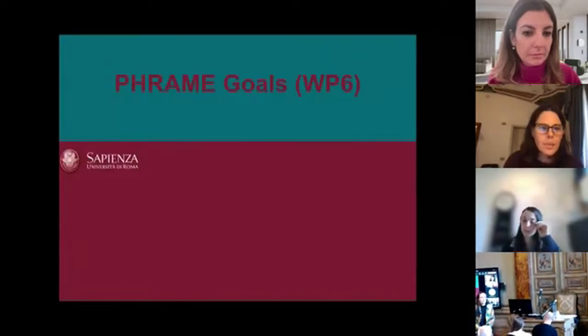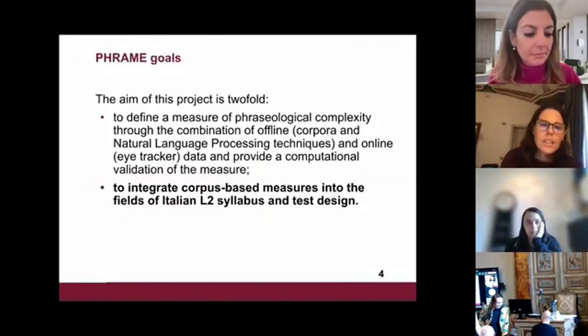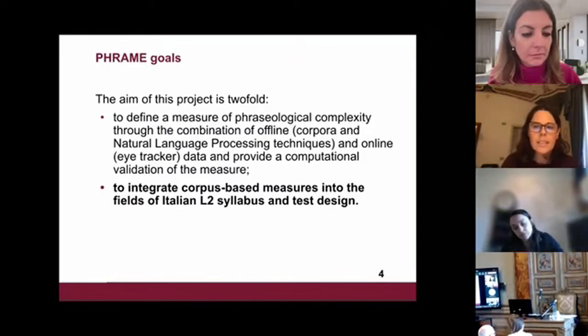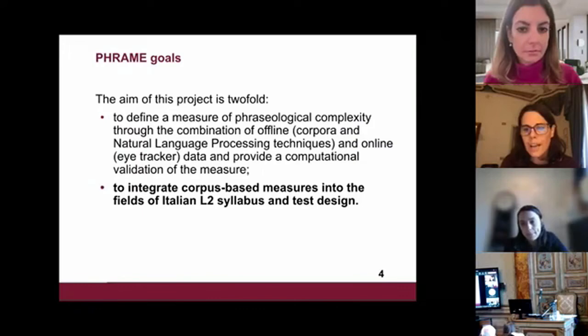So let's start with the aims. The definition of a measure of phraseological complexity will lead us to the creation of a phraseological syllabus for learning Italian. Until now, language teachers and trainers have relied exclusively on lexical syllabi, based on contextualized lists of words, and grammatical syllabi, based on structures and functions to be learned at different stages of the learning process. However, a separation between syntax, vocabulary, and communicative functions is artificial, as it does not reflect the way language actually functions in its authentic production context.